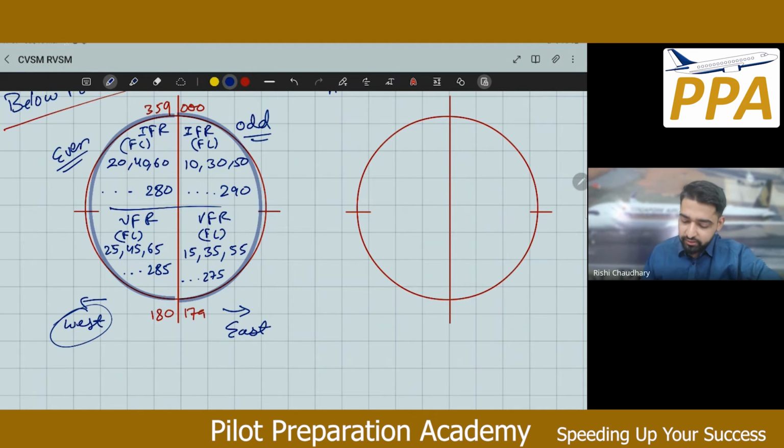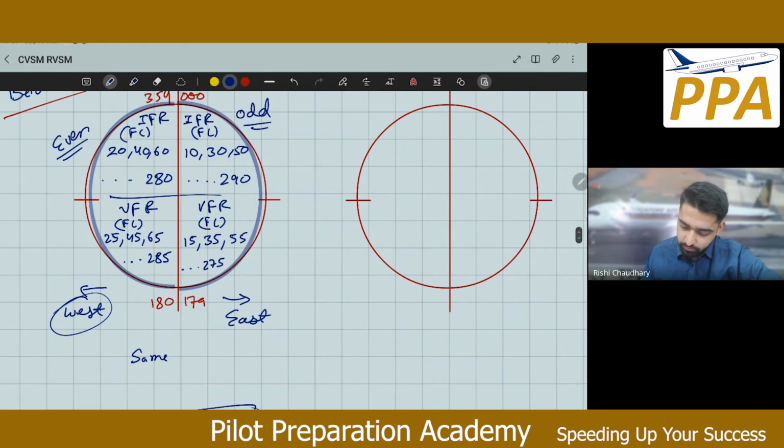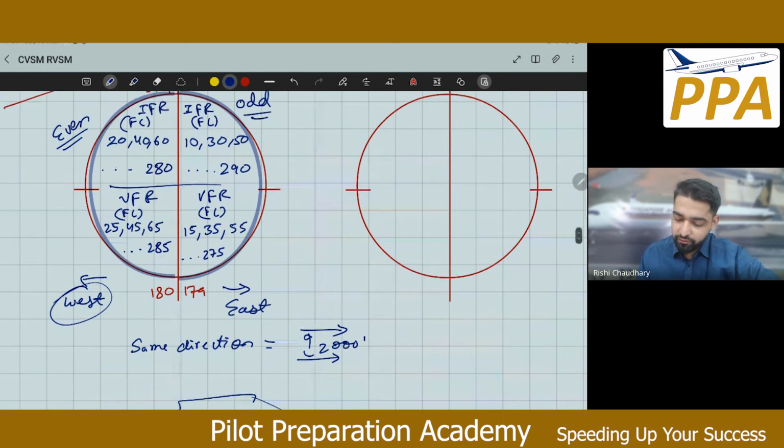If two planes are going in the same direction, what should be the vertical separation between them? The vertical separation between these planes going in the same direction will be 2,000 feet. How, you may ask? Because if one is going at flight level 1,000 feet, just imagine, and another is going at flight level 3,000 feet, then there will be a separation of 2,000 feet.